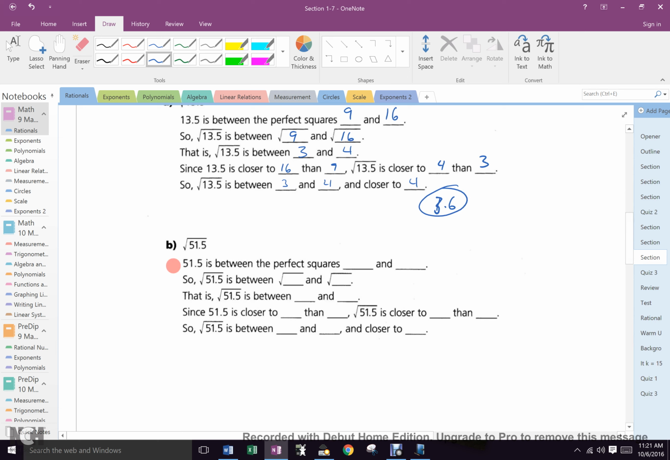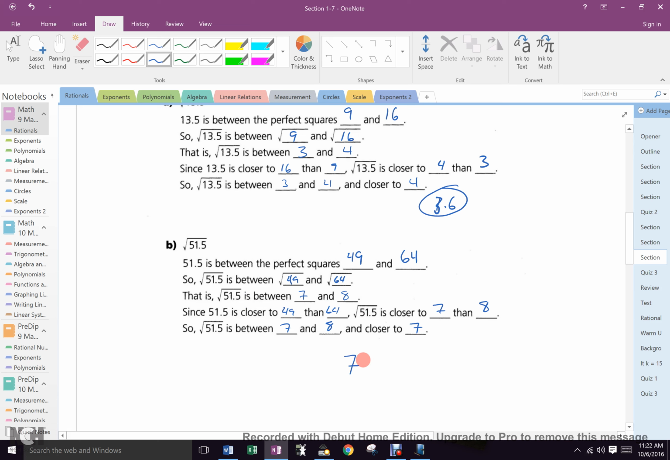What's 51.5 between? Look on your chart. 49 and 64. So the roots must be between 49 and 64, right? What's the square root of 49? 7. What's the square root of 64? 8. Is 51 closer to 49 or closer to 64? Way closer to 49, isn't it? It's closer to 49 than it is to 64. So the root must be closer to 7 than it is to 8, yeah? So it's between 7 and 8, closer to 7.